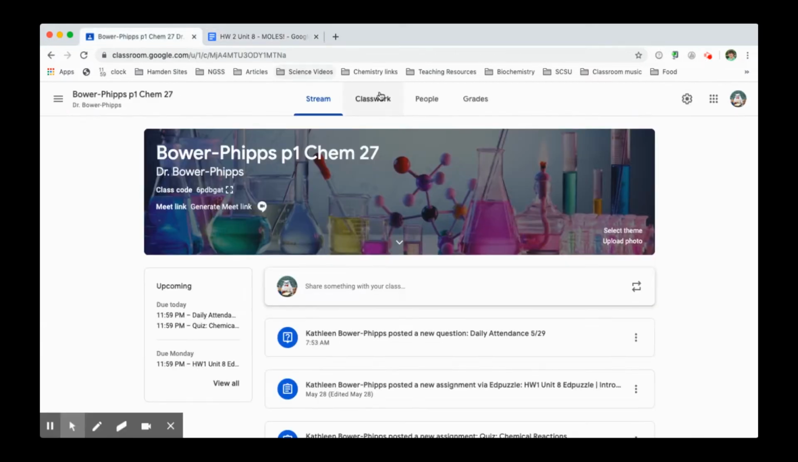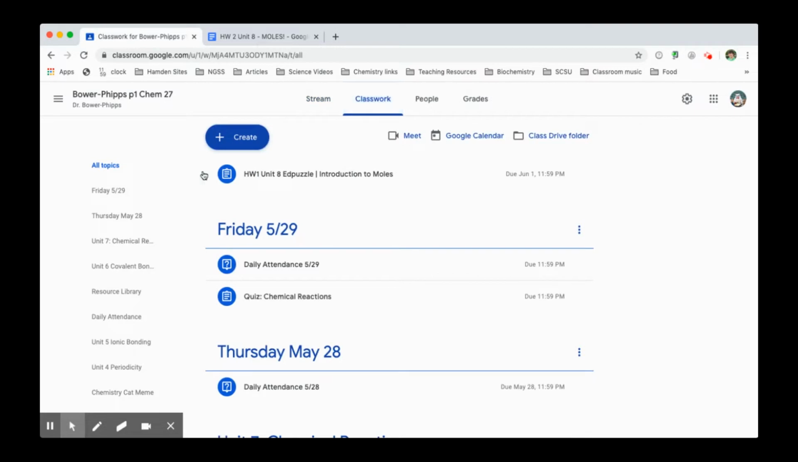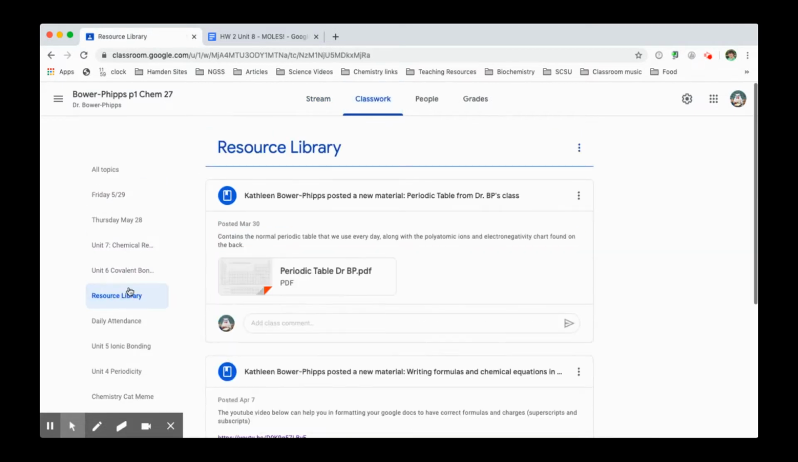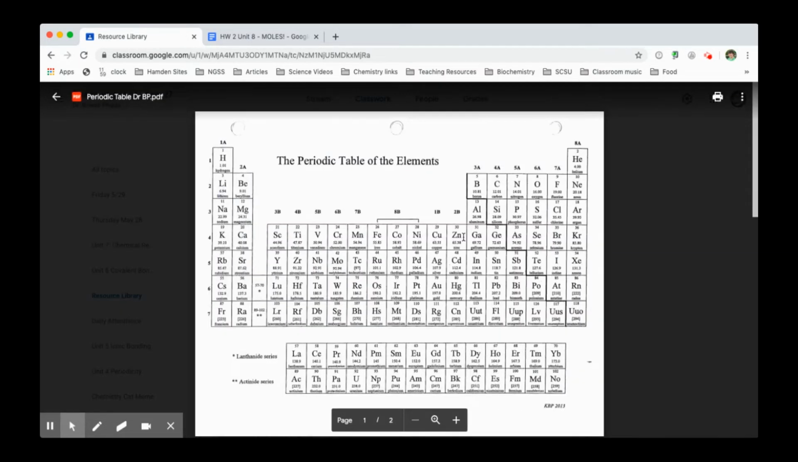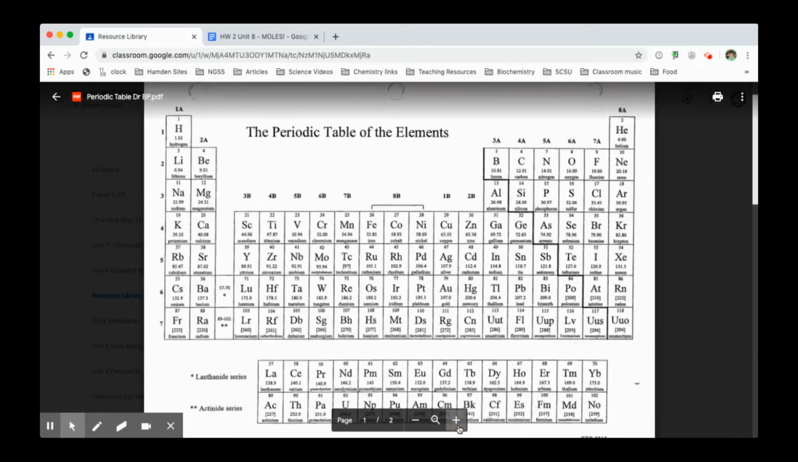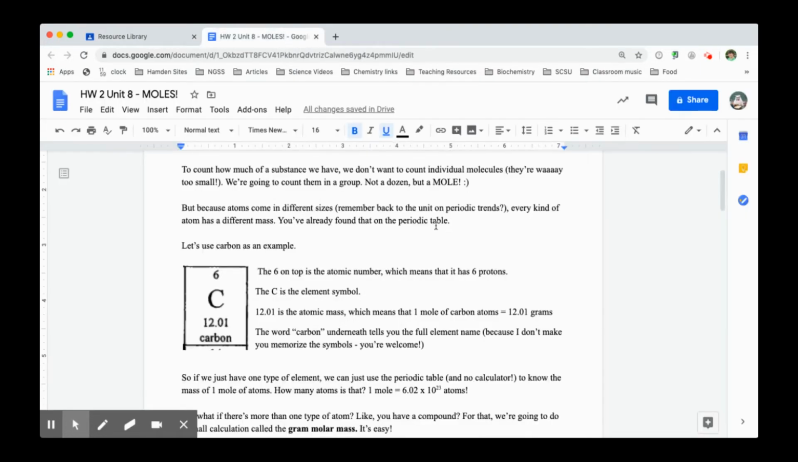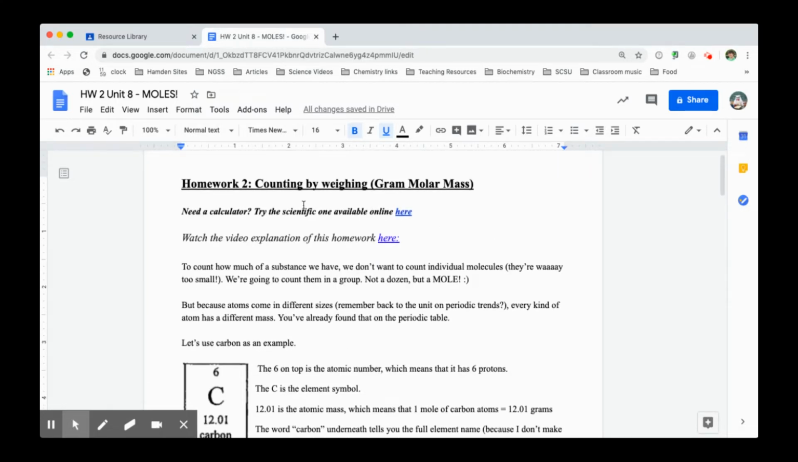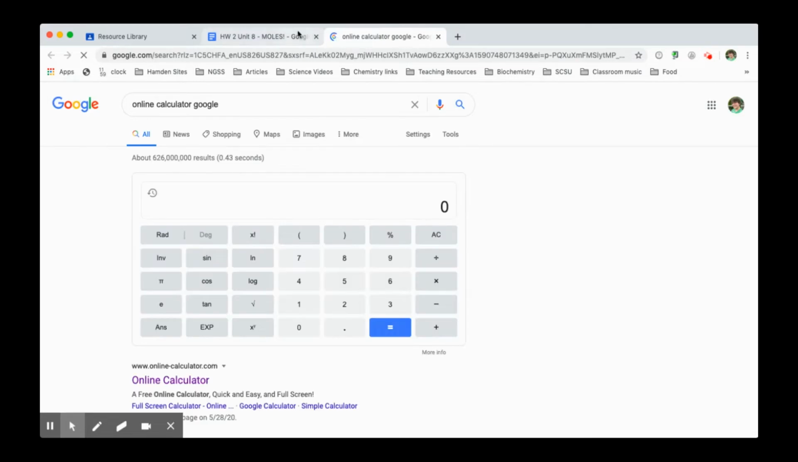So I'm going to get my periodic table out and find it in the classwork tab under the resource library. And here's our periodic table. We're going to need the information that's there. The other thing you're going to need for today's work is a calculator. So I have a link for a calculator available here. I'm going to open up the calculator in my other window.